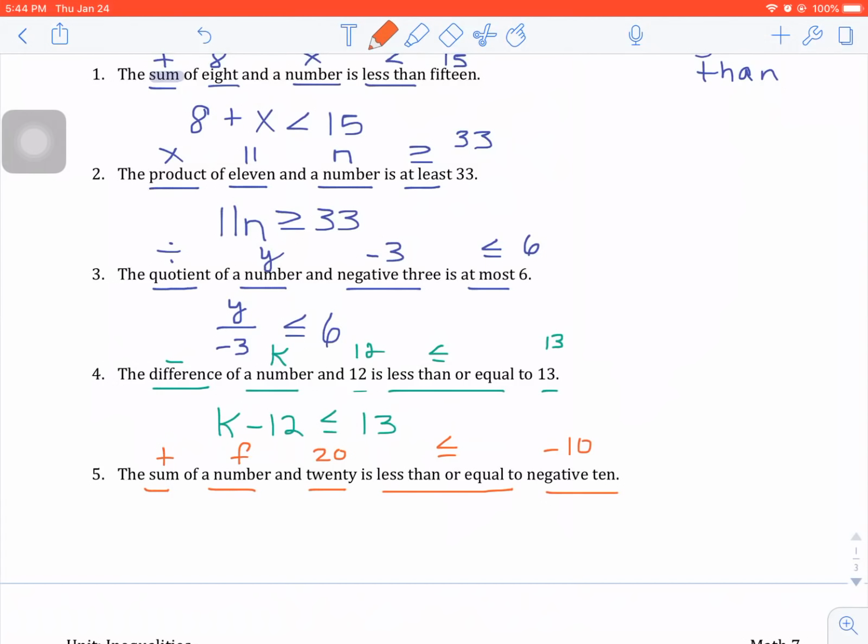Okay, so I am adding a number and 20. So I would show that by writing F plus 20 is less than or equal to -10.